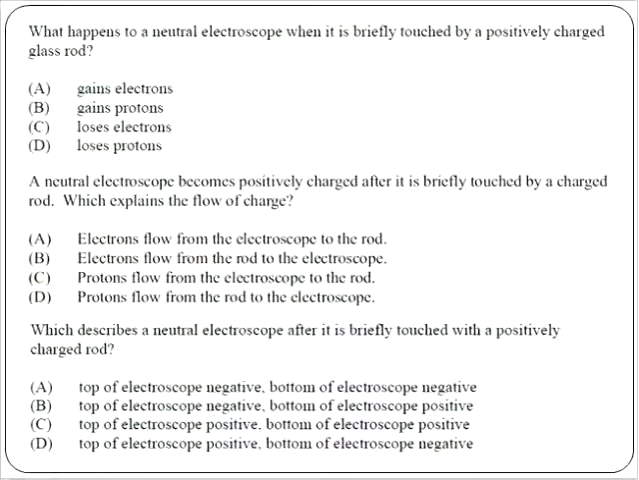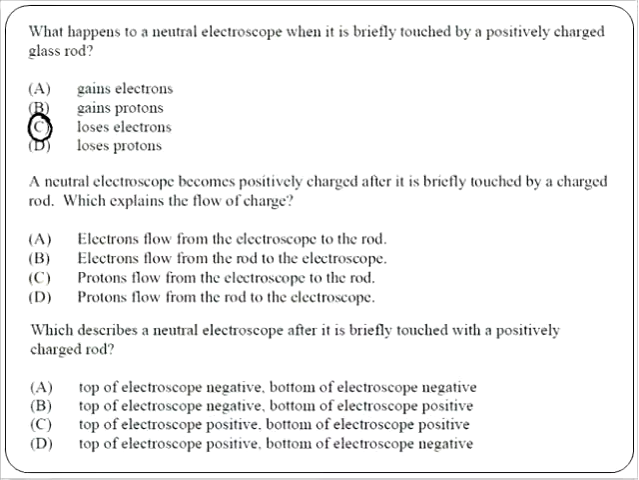So the first one says, what happens to a neutral electroscope when it is briefly touched by a positively charged glass rod? Well, I just told you that when you charge by contact, the object will end up with the same charge as the initial charging object. So a positively charged glass rod will give the electroscope a positive charge. And remember, an object becomes positively charged when it loses electrons. It has to lose electrons in order to become positively charged.